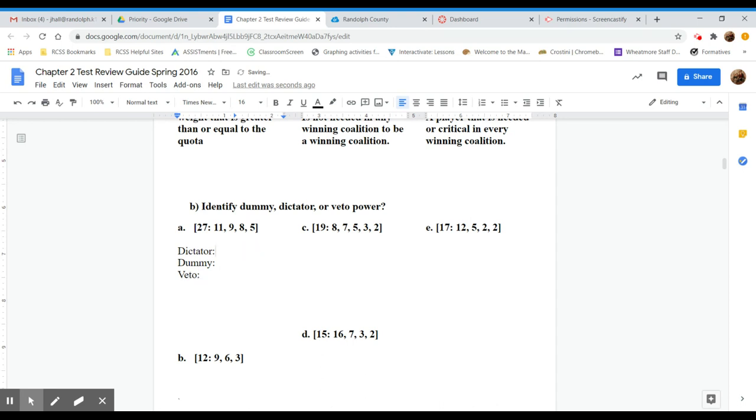So a dictator would have to be somebody who has all the power. And if you look at our quota, it's 27. None of the weights meet that. So there are no dictators.